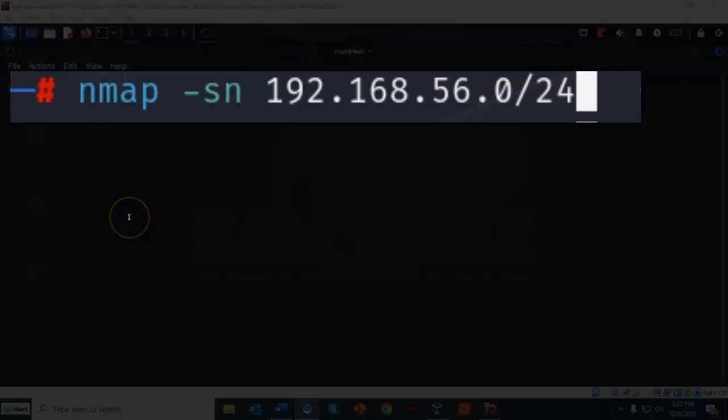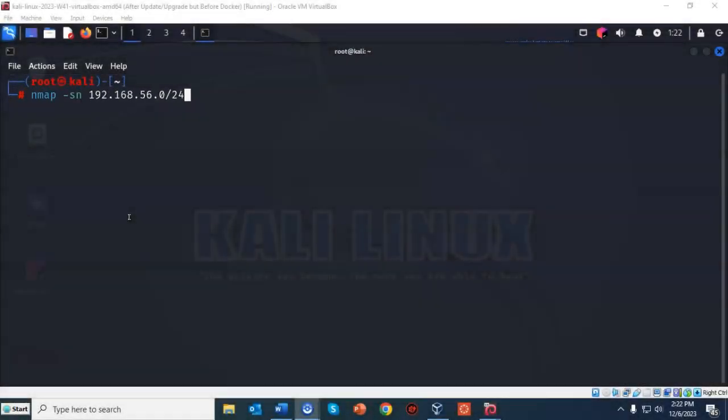The first scan that we should be running on any network using Nmap is the discovery scan. This is going to bring us all of the available targets on that network. Now, to do this, I'm going to type in nmap -sn followed by the network IP address followed by a /24, which is referred to as the CIDR address.